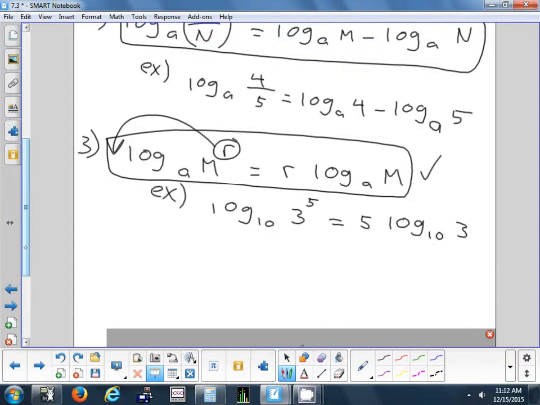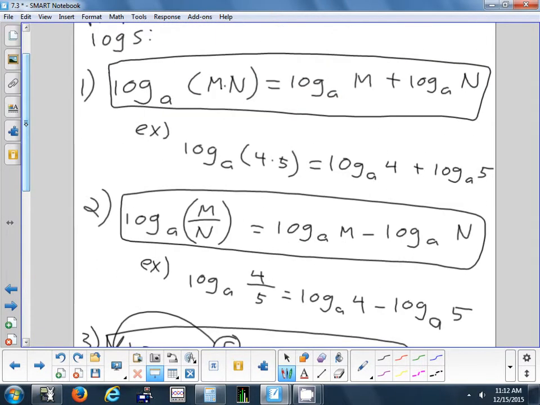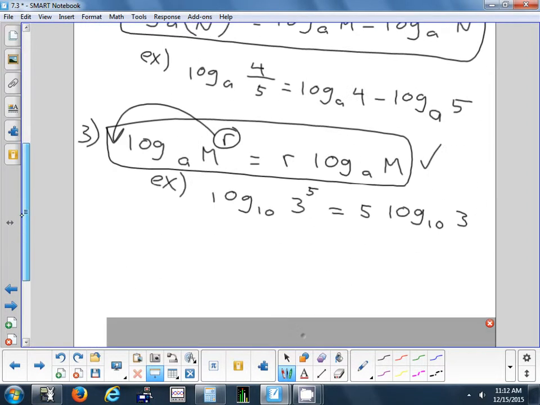Okay, and really, rule three, this is just like a shortcut for rule one. Let me show you something. What does 3 to the 5th power mean? Like, if somebody doesn't understand exponents, how would you write out 3 to the 5th power? 3 times itself 5 times. Yeah, that's right. 3 times 3 times 3 times 3 times 3. 5 times.